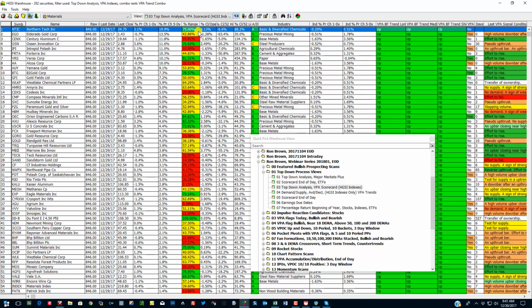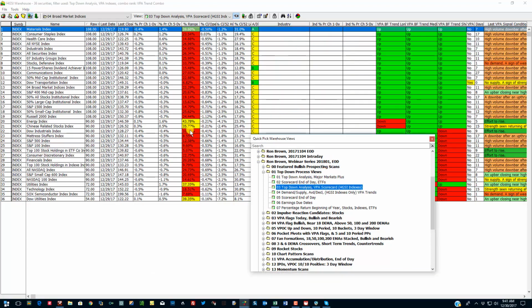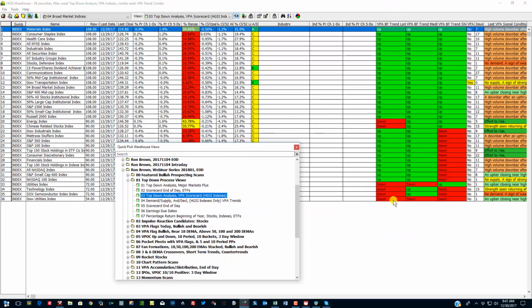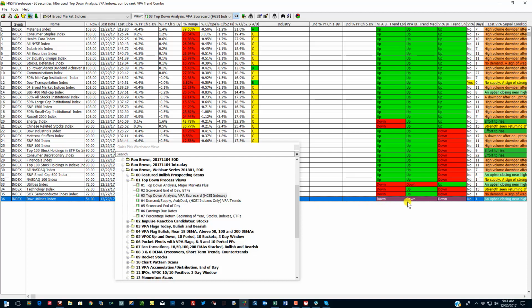Anyway, I'm going to go back here to this level. I'm still here. You can just look down this list and see where the strength and weakness is right now as far as the trends. The utilities have not been doing well.